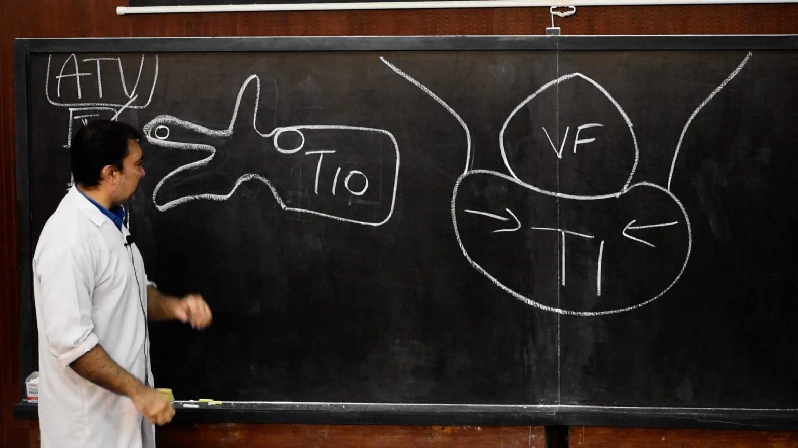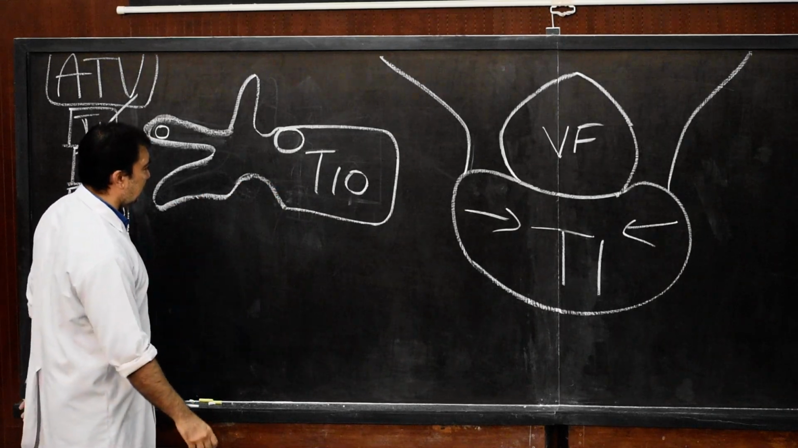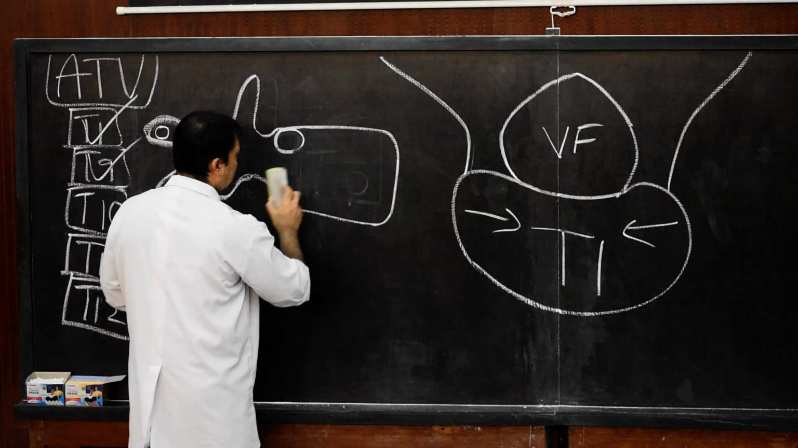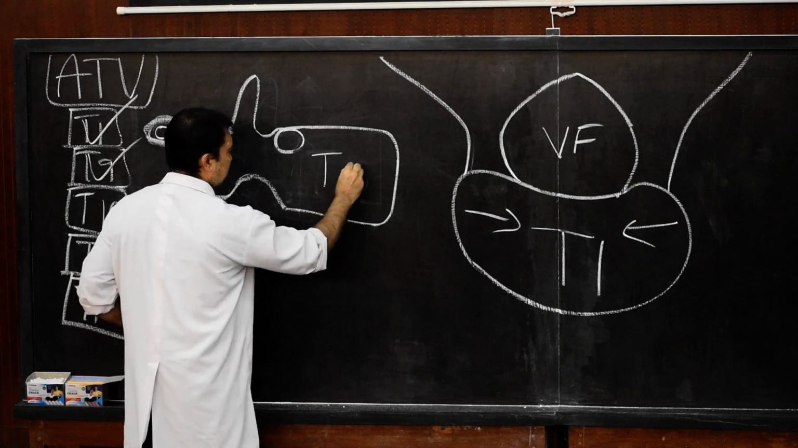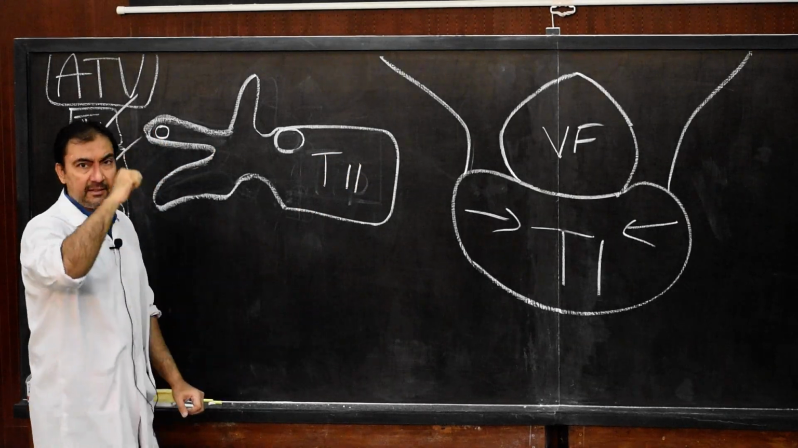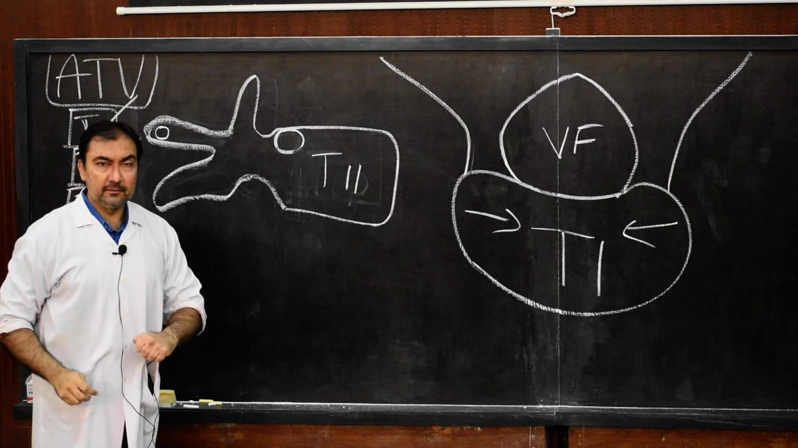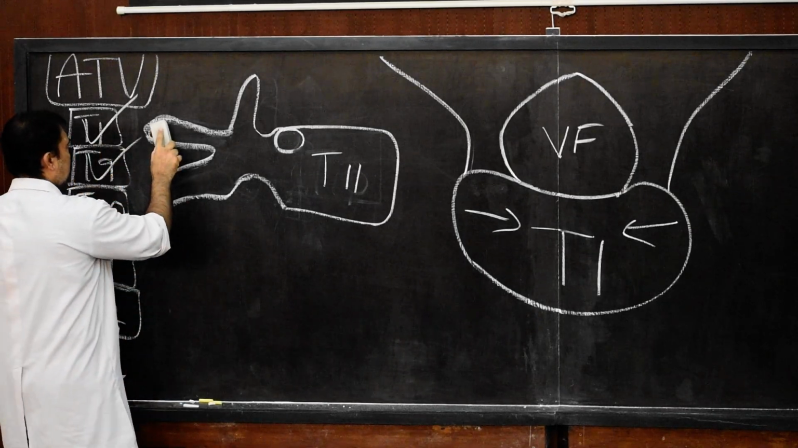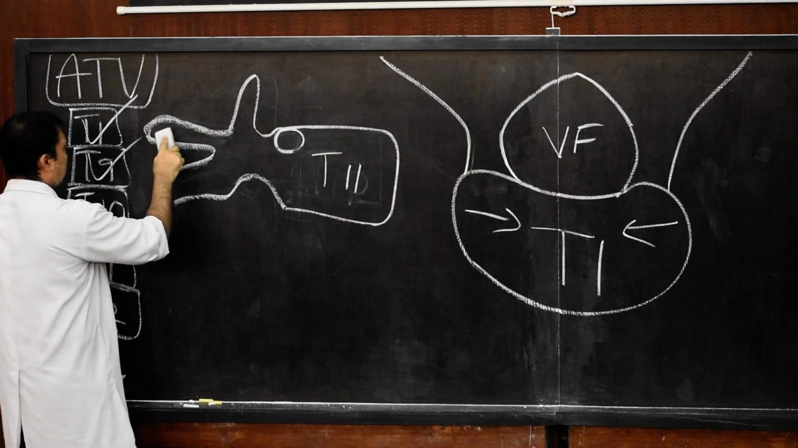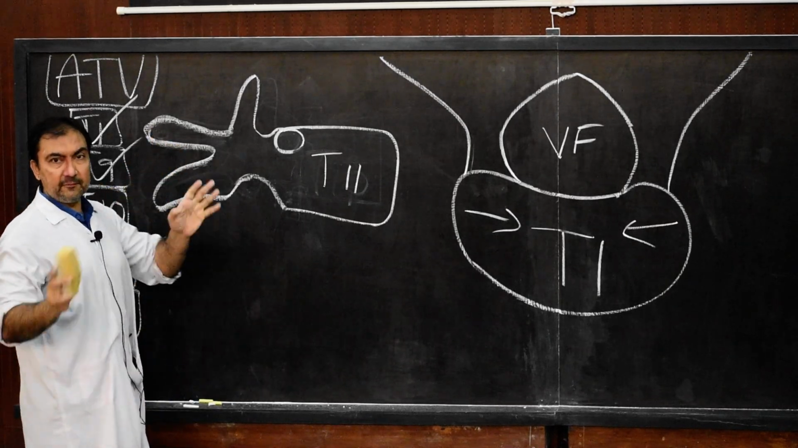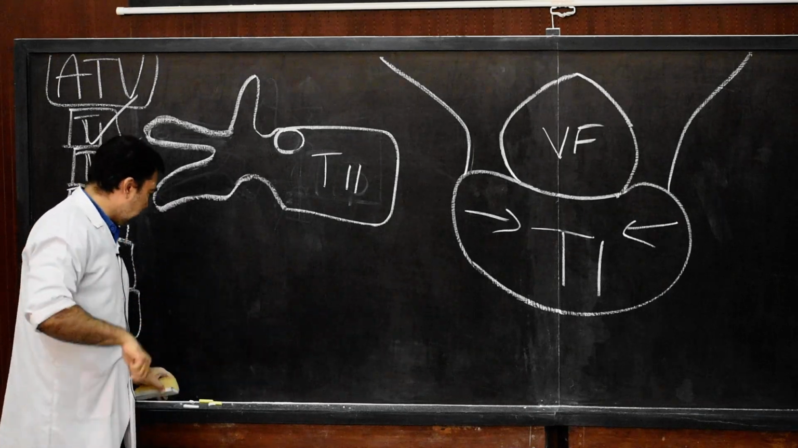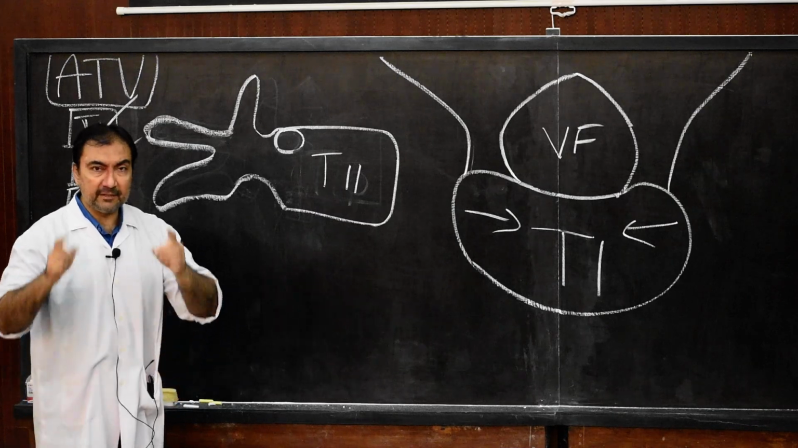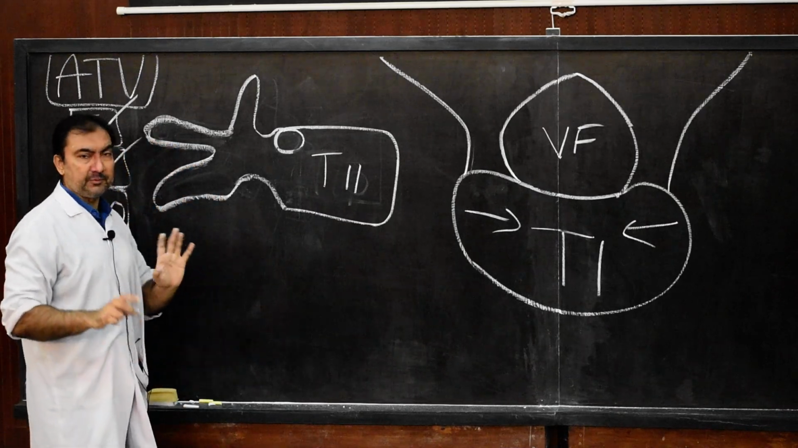Now we come to T11. Supposing I mention this as T11, what will be the difference? In T11, two changes from T10. What are those two changes from T10? Number one, absence of costal facet on transverse process. No costal facet on transverse process. Why? Because the 11th rib is a floating rib. So there will be absence of costal facet on transverse process, that is one.